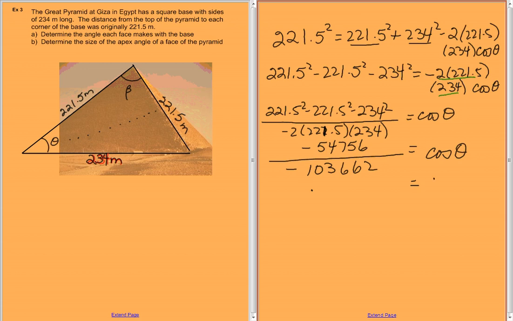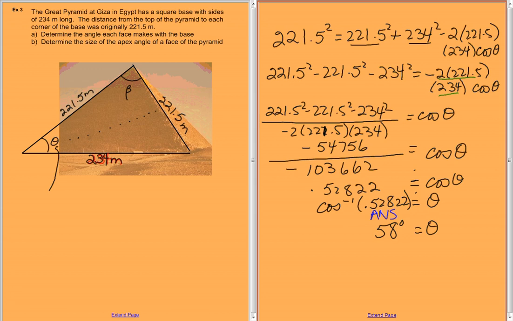To find theta, let me do one thing at a time here, minus 54756 divided by negative 103,662 is positive decimal 0.5282 and so on. I'm going to leave that number in my calculator so that I don't lose too much to rounding. I'm going to solve for theta by taking the inverse cos of both sides. Second function cos of answer. My angle is approximately 58 degrees. So my corner is 58 degrees.